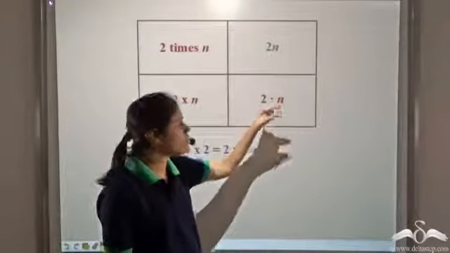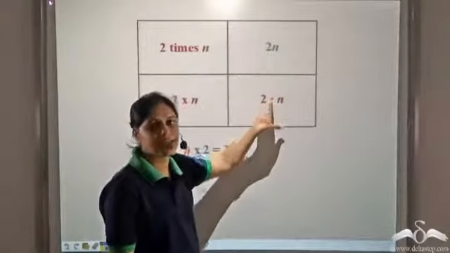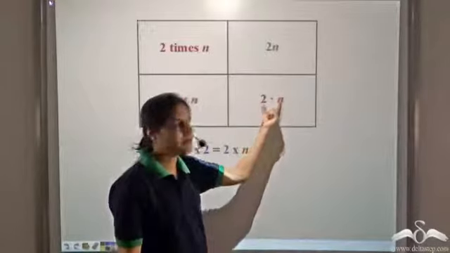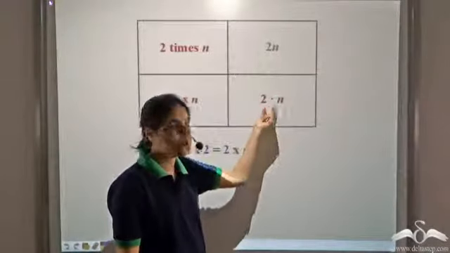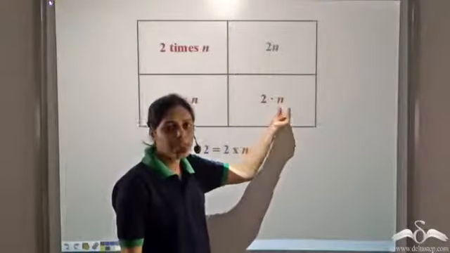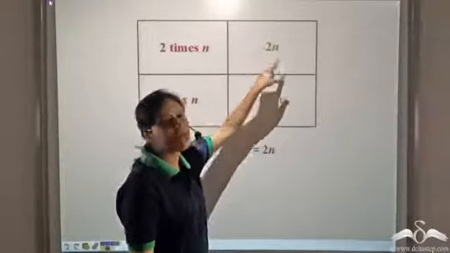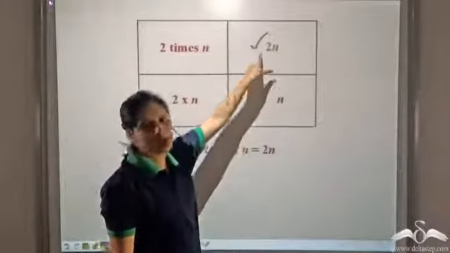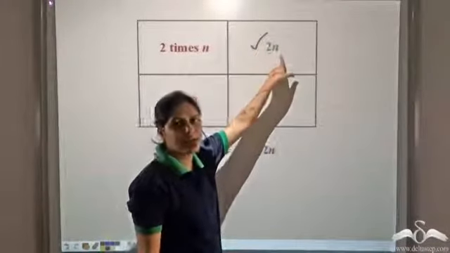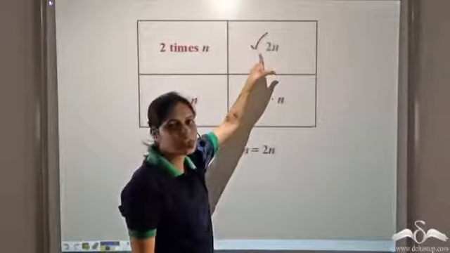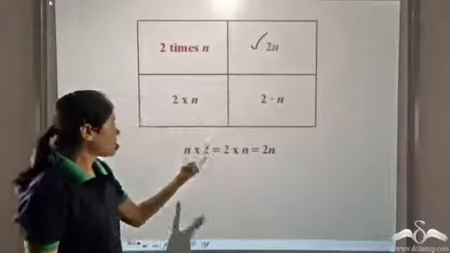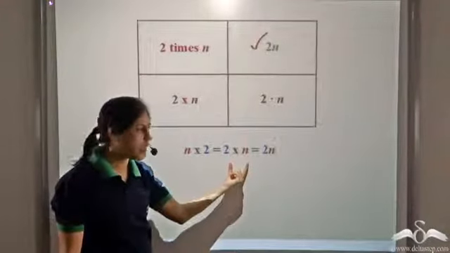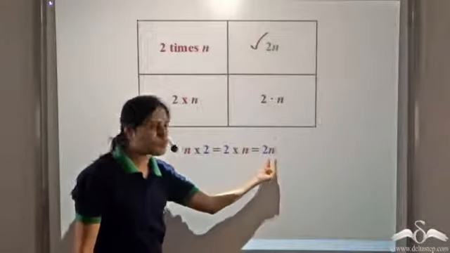used for multiplication. It is placed in the center, in between the two numbers which are being multiplied. Over here, it is 2 and n. But normally, the most commonly followed method is 2n, where we write the numeric part and then the variable part. This is 2n. n into 2 is the same as 2 into n, which is written as 2n.